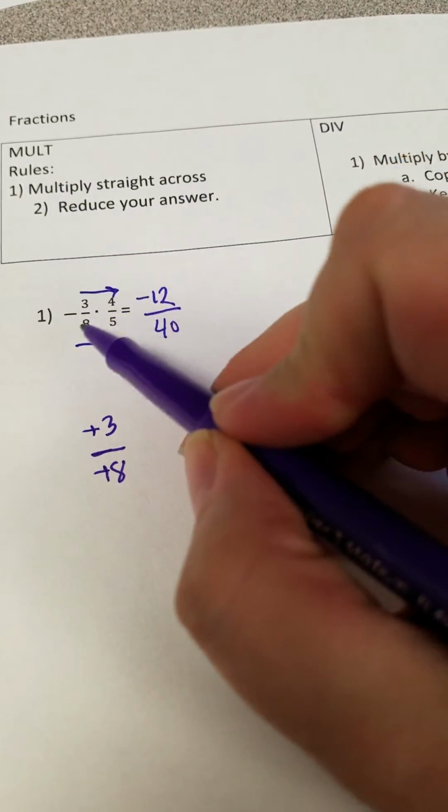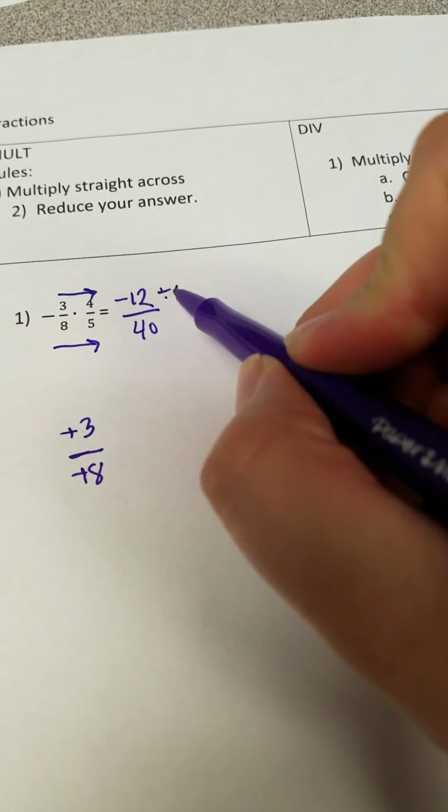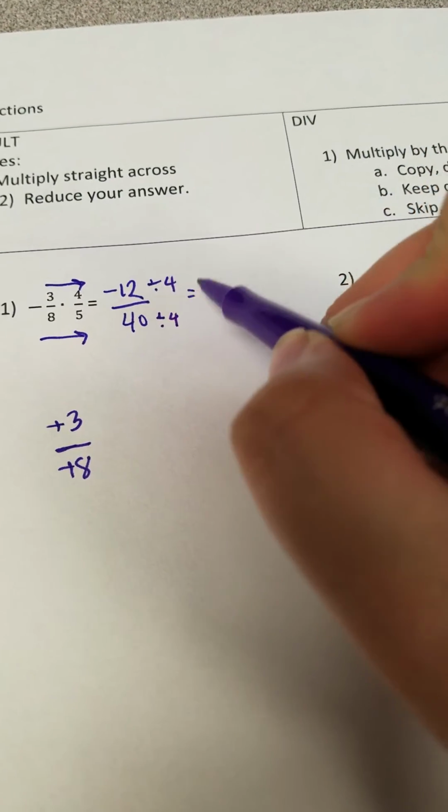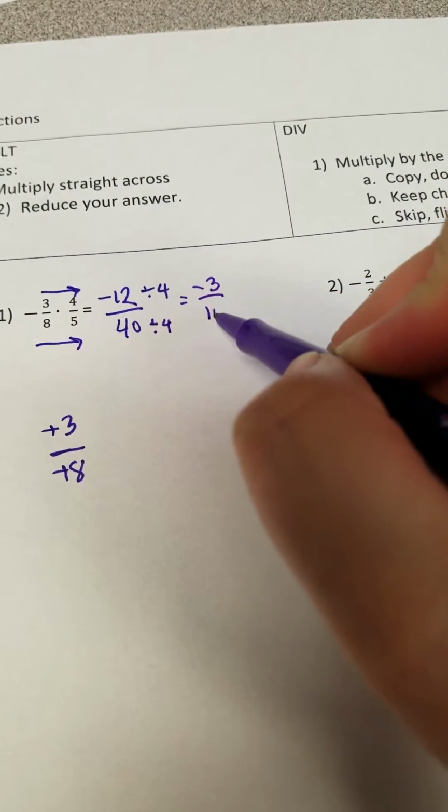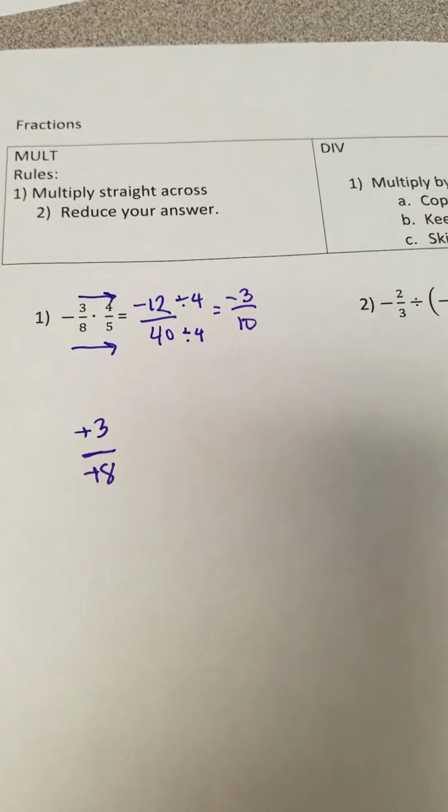I notice here that I have 4 and 8, so I'm going to divide each of these by 4. So I get negative 3 over 10. That's my final answer right there.